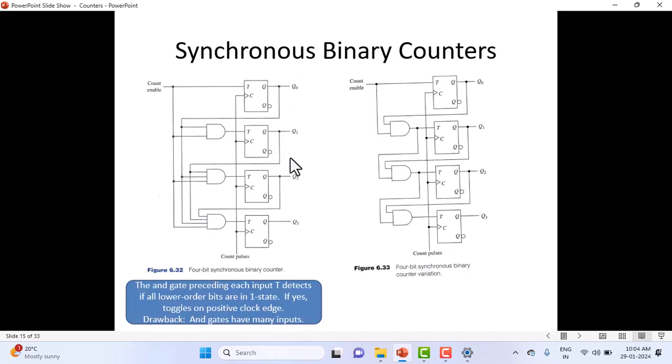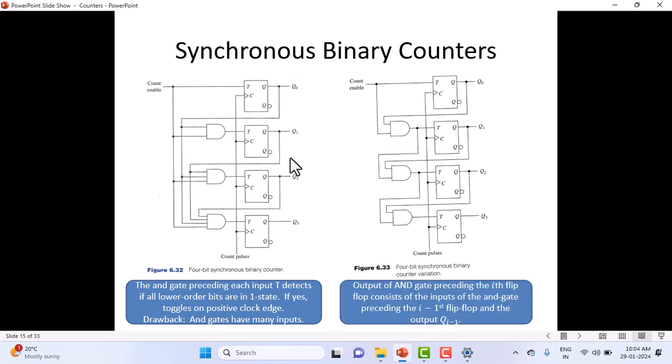We discussed this. There is no change in the design, it proceeds the same. But now the inputs have been reduced compared with the first circuit. Even if you go for 100 stages, the AND gate needs only 2 inputs, not more than that. The output of the AND gate preceding the ith flip-flop takes as input the output of the AND gate preceding the (i-1)th flip-flop. One flip-flop input is sufficient here, and that output is Q(i-1).